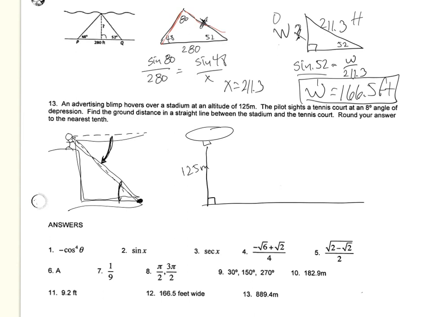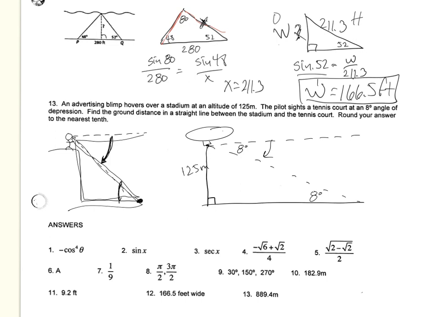So the pilot, who's down here, remember, he's not up here, he's down here. So he sees a tennis court. So this is what happens when the pilot looks straight out. And this is what happens when the pilot looks at the tennis court. Ooh. And the angle of depression is 8 degrees. It's a small angle, which means the 8 degrees can also be over here.